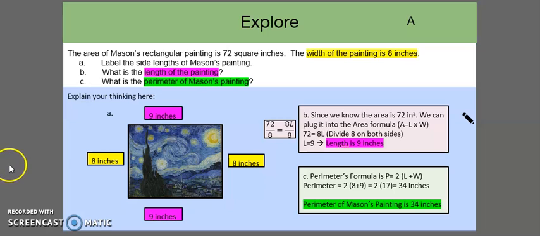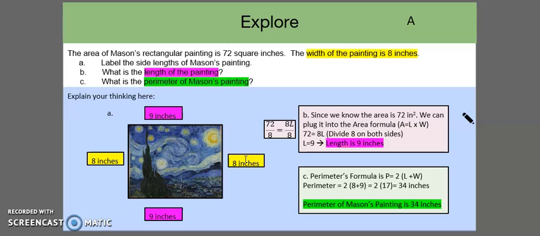In order to start this problem, we want to read and understand what is given so that we can find other missing information. The problem says the width of the painting is 8 inches. We also know that the area is 72 square inches. We can use this information to move along in the problem. So we label the 8 inches, and we need to figure out the length.